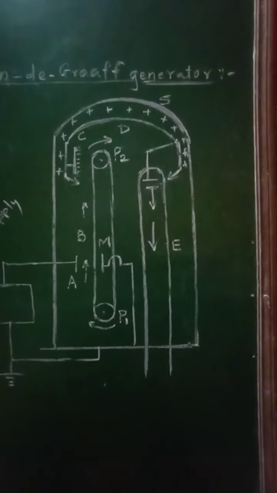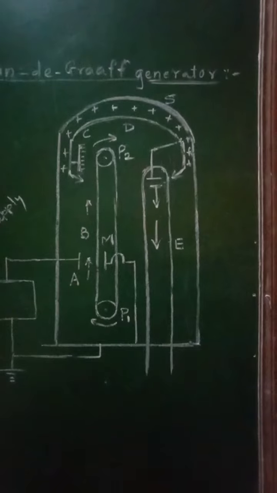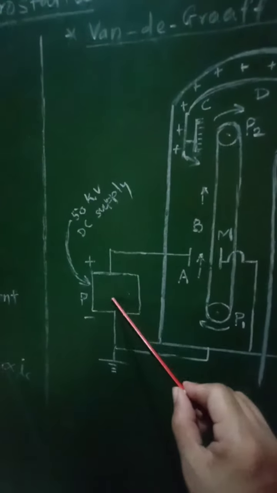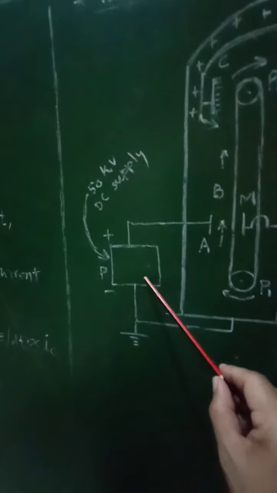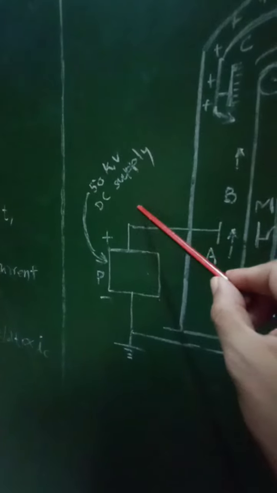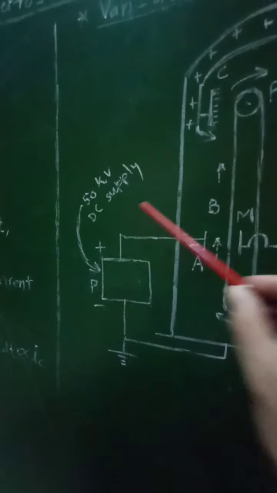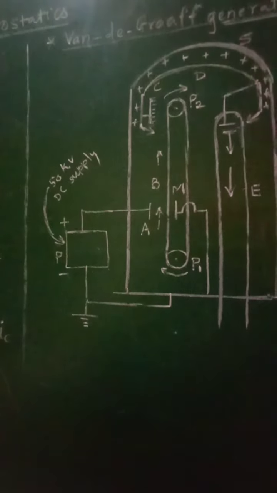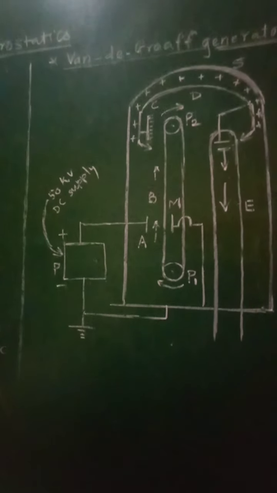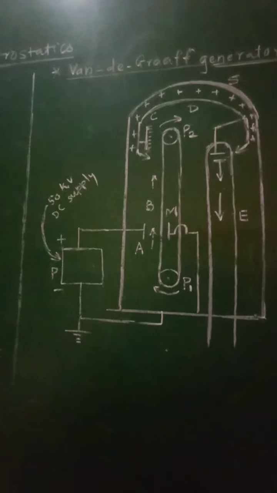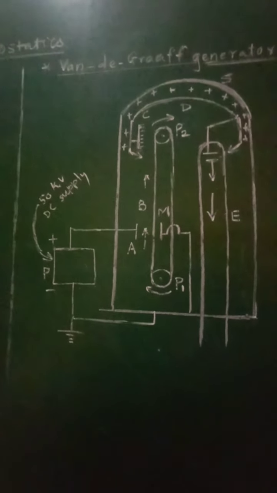Then P is the DC power supply. DC power will be supplied by this source of potential difference P, which produces nearly 50 kilovolt DC supply. So very high potential difference will be supplied to this generator with the help of this DC supply. Now S is the steel vessel or chamber filled with nitrogen, and M is the metal plate.